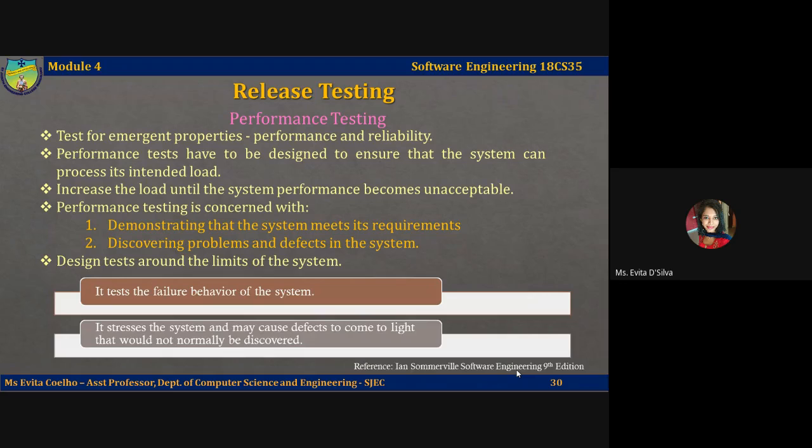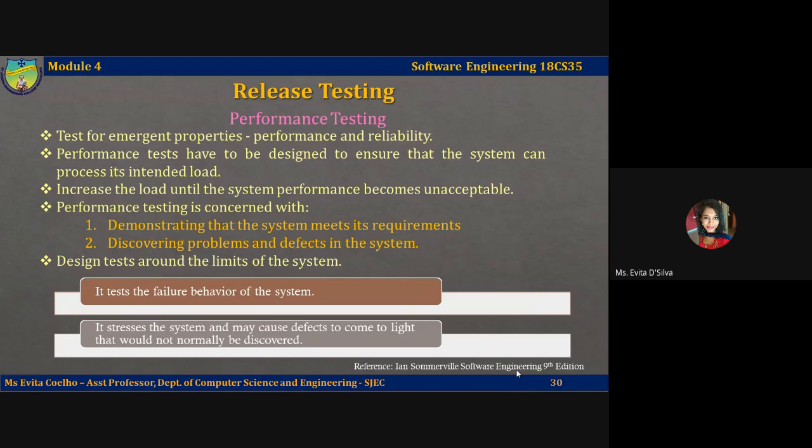Circumstances may arise through an unexpected combination of events where the load placed on the system exceeds the maximum anticipated load. In these circumstances, it is important that the system failure should not cause data corruption or unexpected loss of service to the user. Stress testing checks that overloading the system causes it to fail soft rather than collapse under the load, or gracefully degrade rather than suddenly stop functioning.